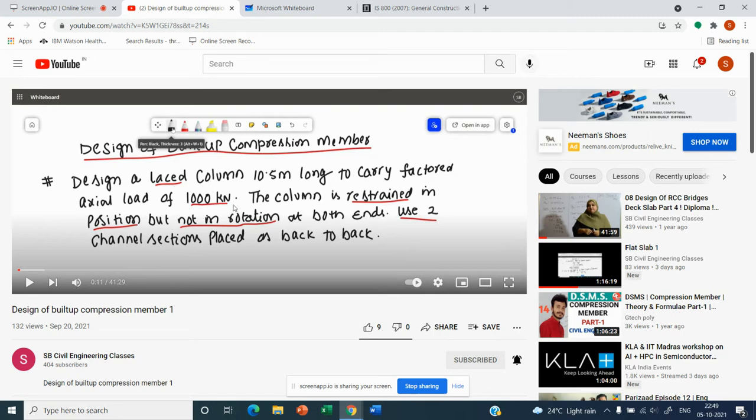So the design was, we have selected two channel sections. If you watch that video completely, you will find I stopped my video that day by selecting two ISMC channels at a spacing of 184 mm. So this is the continuation of that part, because the problem involves a laced column. So I am continuing the design of the lace system in this video.